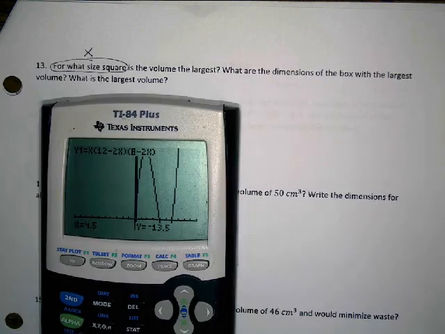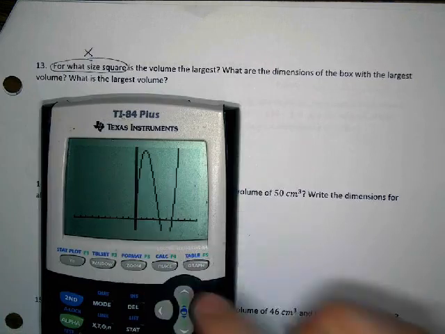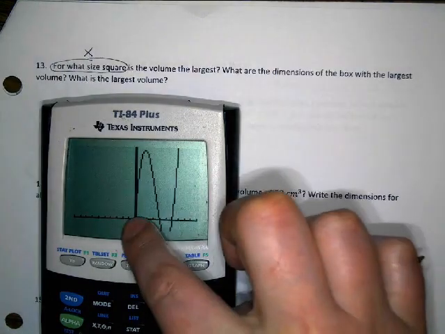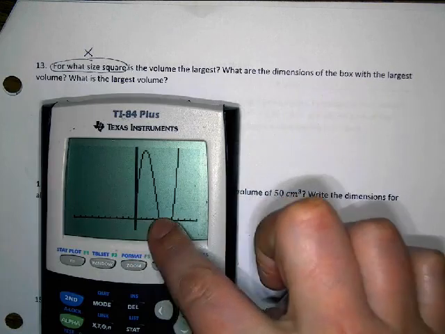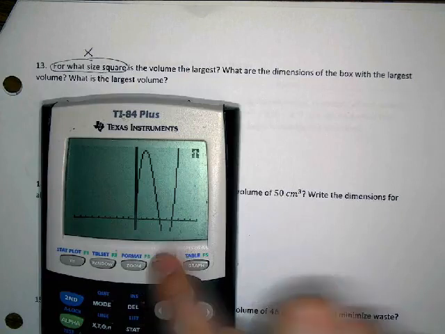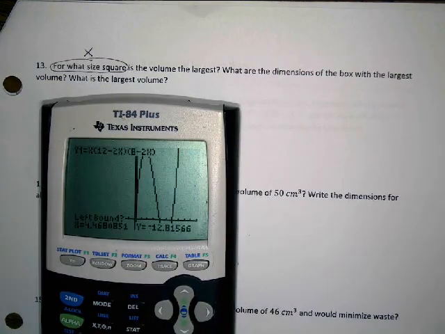So I want to find that point up there. I'm going to look 1, 2, 3, 4. I'm going to look between 0 and 4. Are you guys comfortable with that? Does that seem like a good place for the maximum? So I'm going to do second trace, option number 4, and I'm going to look between 0 and 4 for the maximum. I always ignore the guess because it's always silly.